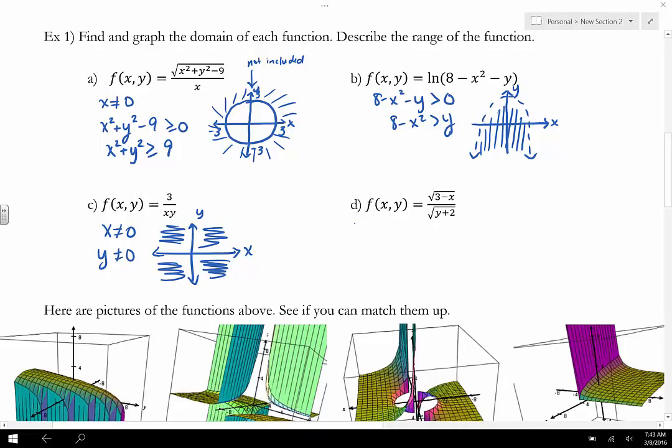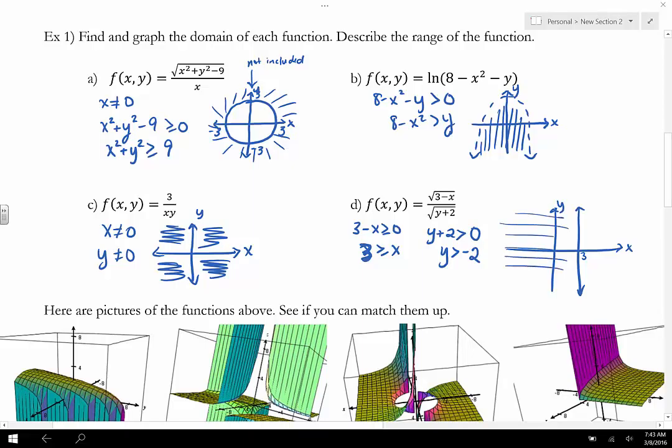All right, and then last but not least, we got this guy. So I've got a square root on top. So 3 minus x needs to be greater than or equal to 0, which means x is less than or equal to 3. And y plus 2 needs to be greater than but not equal to 0 because it's on the bottom. So y is greater than negative 2. So let's see, x is less than or equal to 3. So here's x equals 3, and I need x to be less than or equal to 3, which would put all this stuff over here. And I need y to be greater than only, but not equal to negative 2.